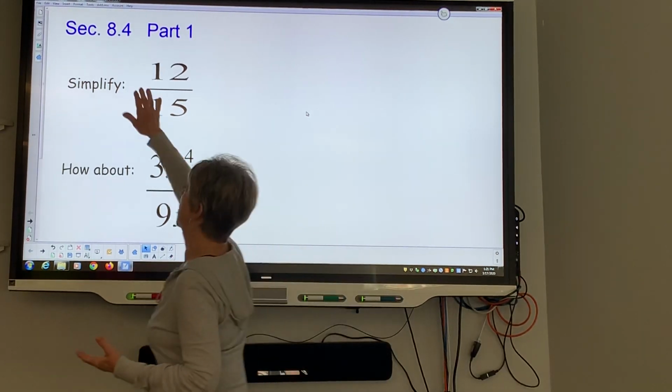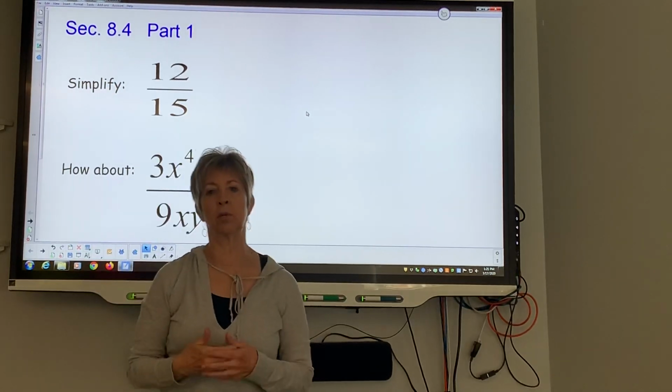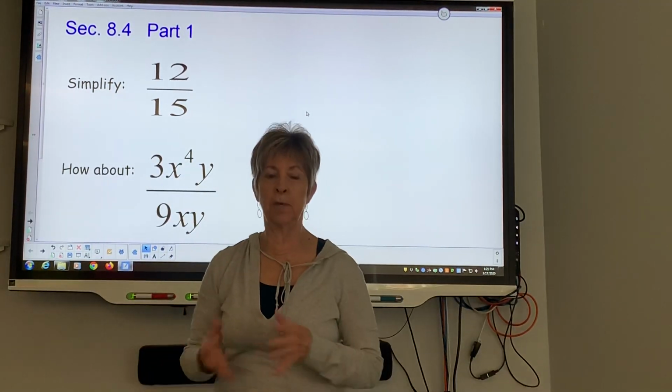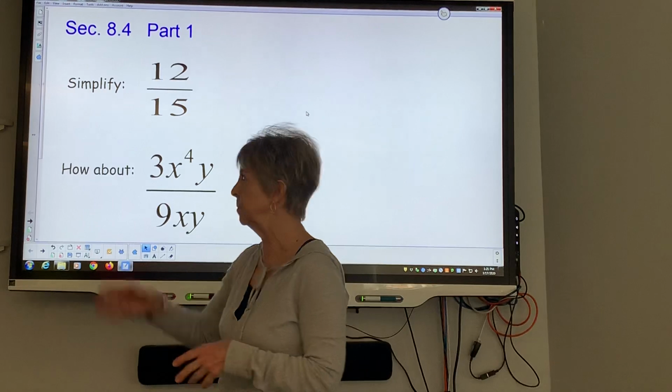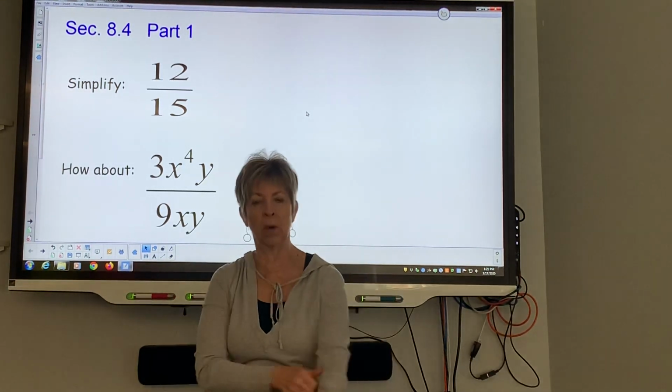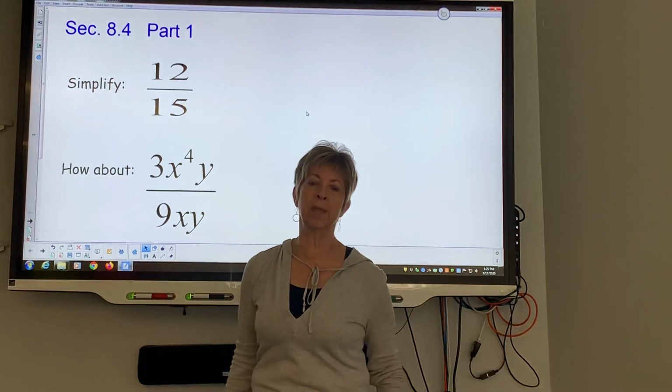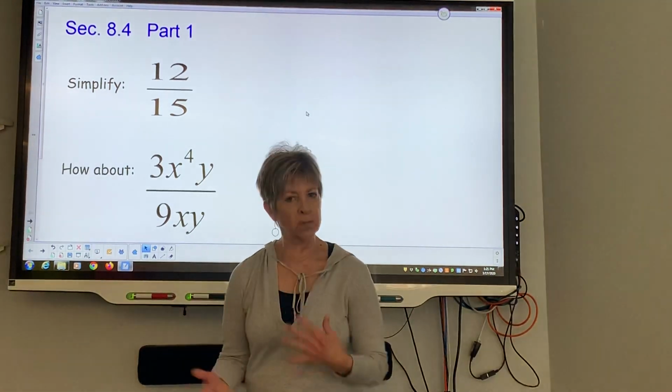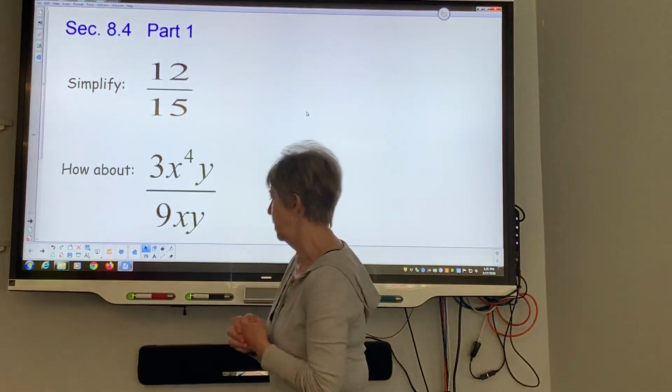When I do these, I'm always going to try to reference what section in the book we're doing. We're in chapter 8, if you remember, on rational functions. This can be found in section 8.4. So if you want to get your online book or your book, look at things and read some more about it, you're going to be able to do that.